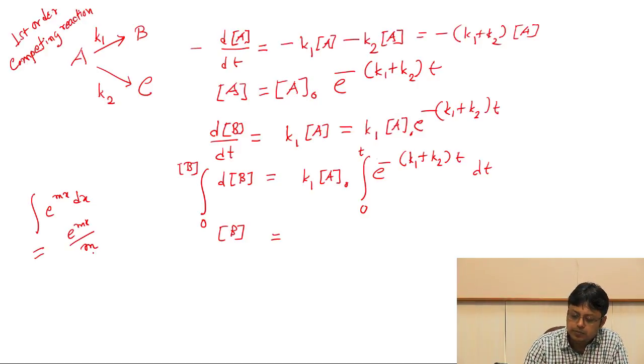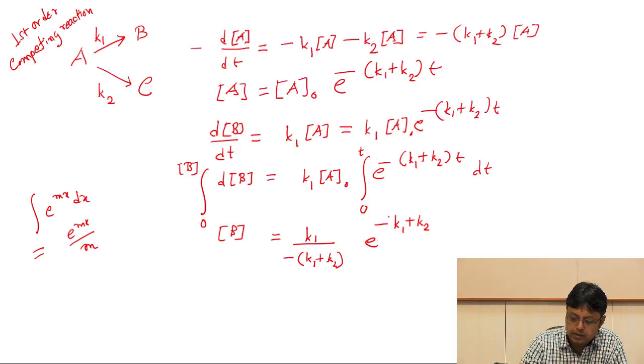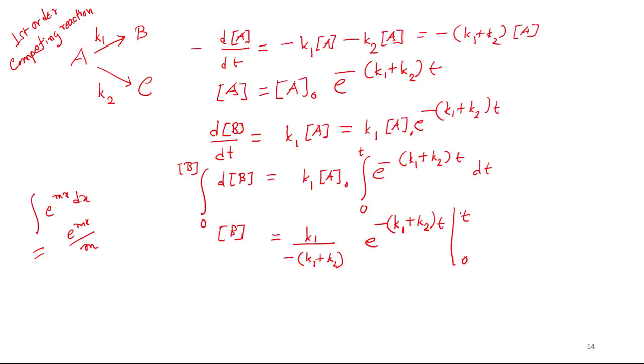Here m is minus (K1 plus K2), so you can just write it as K1 divided by minus (K1 plus K2), into e to the power minus (K1 plus K2) into T, evaluated between the limits 0 and T. At the lower limit 0, e to the power 0 is 1, and the upper limit will be just e to the power minus (K1 plus K2) into T. So it is e to the power minus (K1 plus K2) T minus 1, but that minus sign we can introduce inside and write it as K1 over (K1 plus K2) into 1 minus e to the power minus (K1 plus K2) into T, and this is the concentration of B.